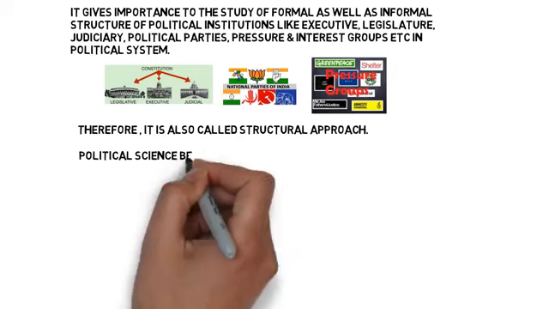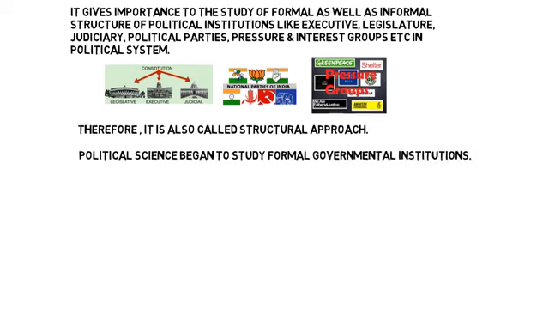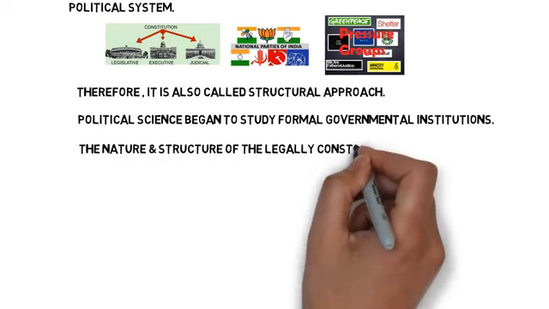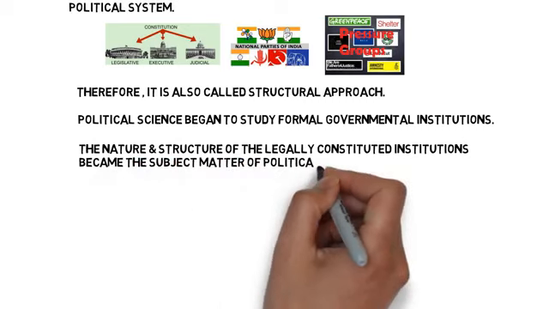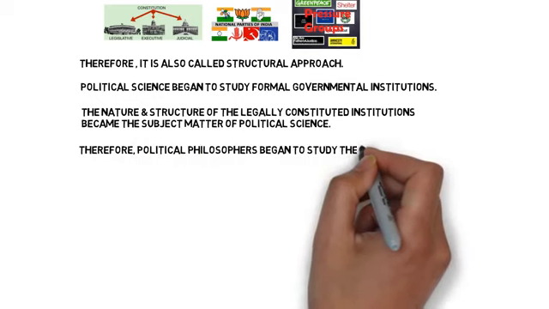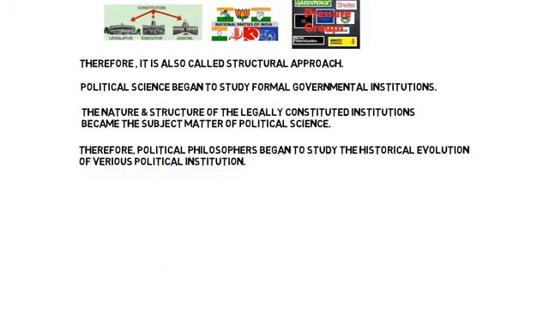Hence, political science began to study formal governmental institutions. Therefore, the nature and structure of the legally constituted institutions became the subject matter of political science. And to conclude, political philosophers began to study the historical evolution of various political institutions.